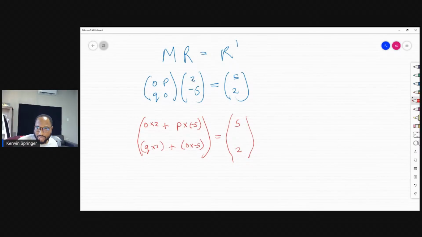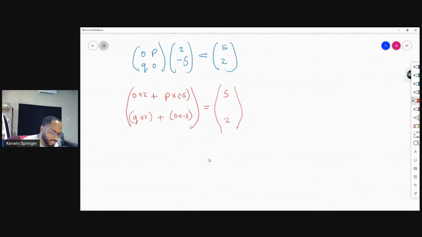So it's 0 by 2 plus P times -5 is equal to 5. And Q by 2 plus 0 times -5 is equal to 2. We could simplify this. Because this is 0, it's 0 plus -5P, so I can just put -5P. And this is Q by 2 plus 0, so this is 2Q. So -5P must be equal to 5 and 2Q must be equal to 2.